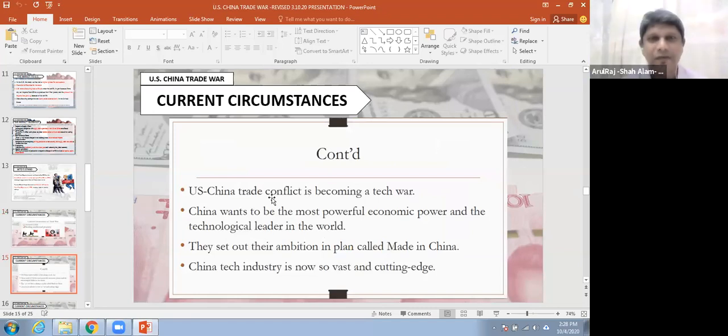Okay, it's a continuation of the circumstances. The US-China conflict is becoming a tech war. China wants to be the most economically powerful and technology leader in the world, which goes without saying. Everywhere in this world that we go, we can always find Made in China products. They set the ambition, a plan which is called Made in China. China's tech industry is now so vast and cutting edge.